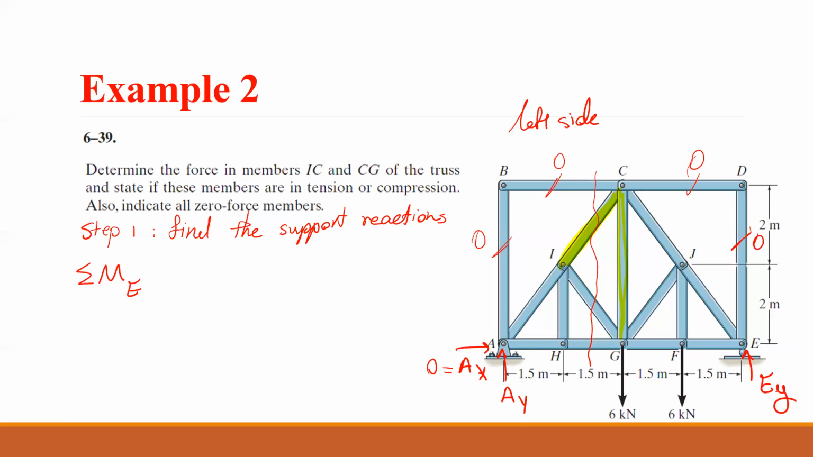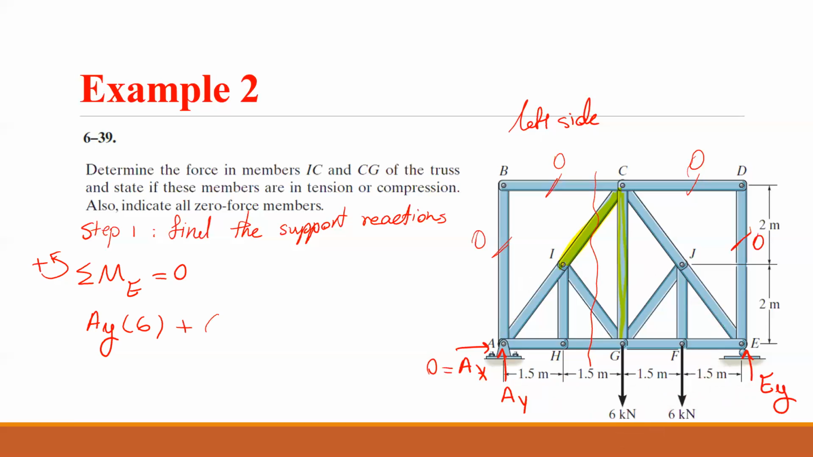Alright, so sum of the moment about E equals 0, let's say counterclockwise is positive. AY multiplied by the distance. What is the distance? From E, it's 6 meters. Okay, so it's 6 meters, and does it make a clockwise or counterclockwise moment? It makes a clockwise moment. That's why it's negative.